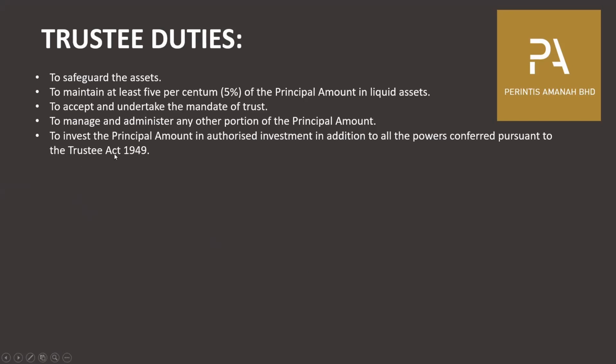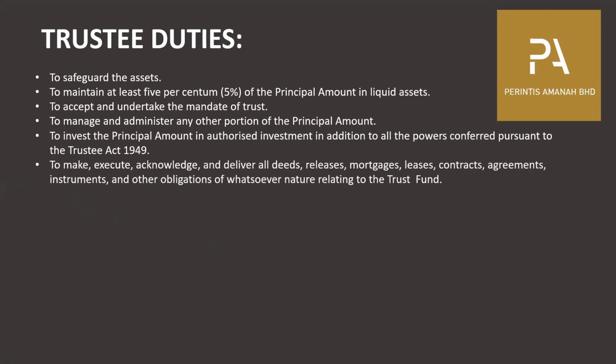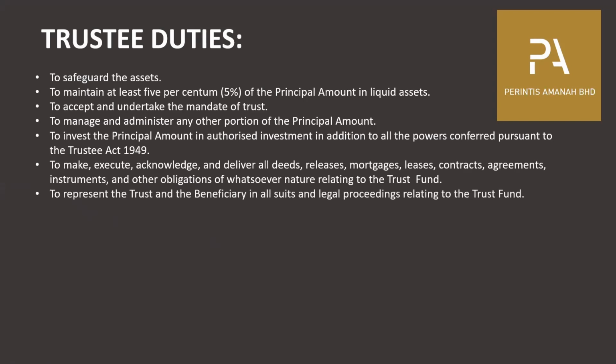Now, pursuant to the Trustee Act 1949, within this particular act, the trustee is to make, execute, acknowledge, deliver all deeds, release mortgages, basically all the duties and roles of the trustee with regards to this particular trust fund, which is Vitality Trust 2.0. So to represent the trust and the beneficiaries in all suits and legal proceedings relating to the trust fund. Normally this will not happen because there is no contest. After you have released the assets to the beneficiary, then the job of the trustee usually has ended.